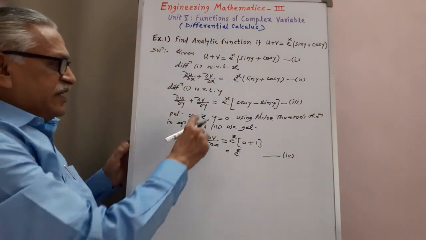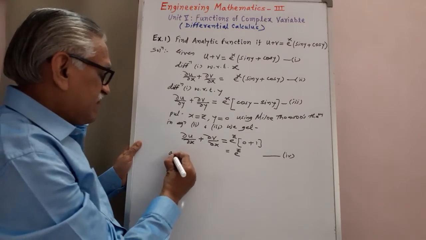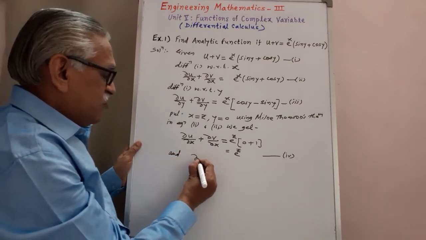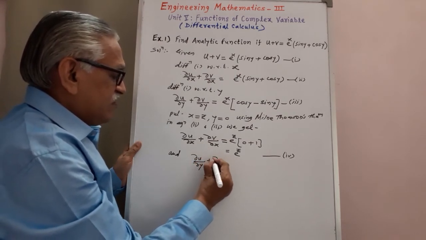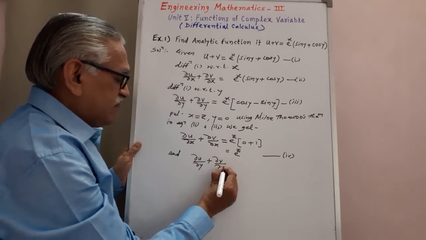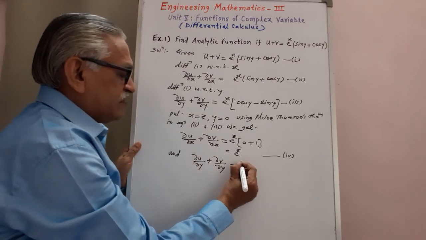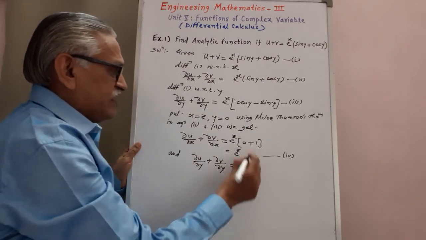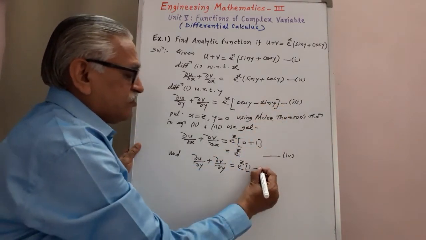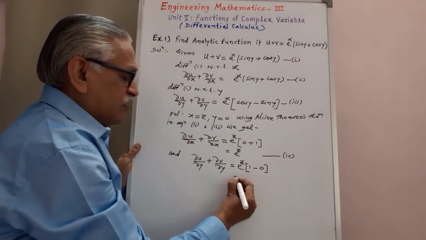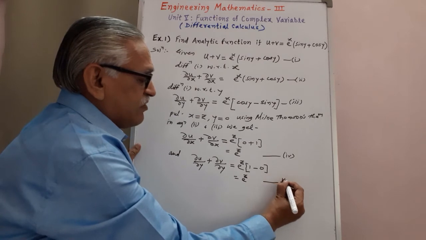Okay, and then using that condition in equation 3, we get dou u by dou y plus dou v by dou y is equal to e raised to x. x is replaced by z, therefore it becomes e raised to z. cos 0 is 1, minus sin 0 is 0, and therefore it is equal to e raised to z. We call this equation number 5.